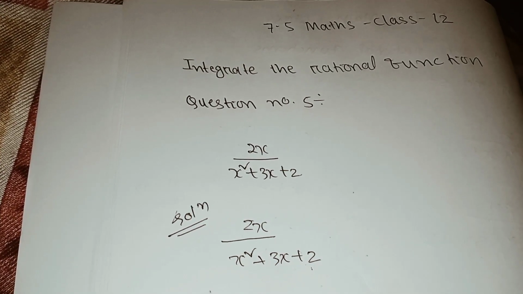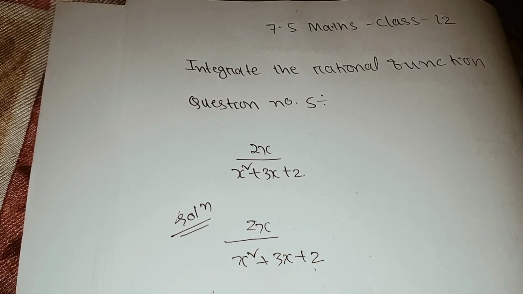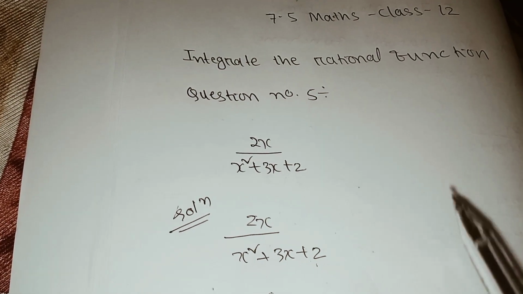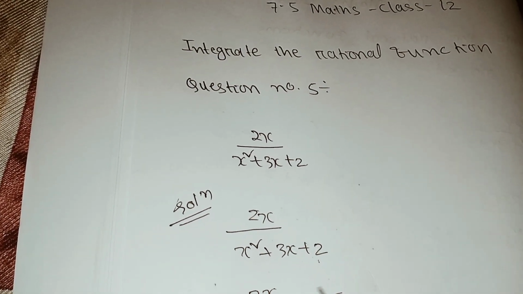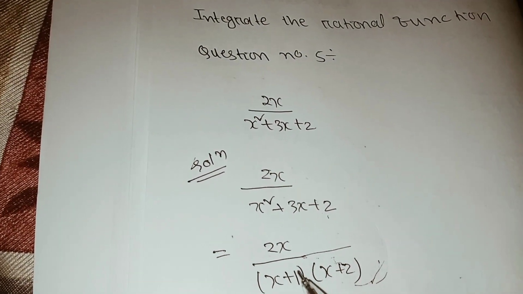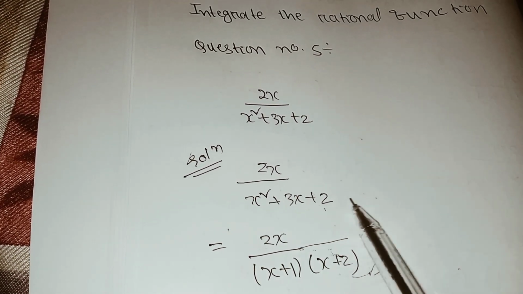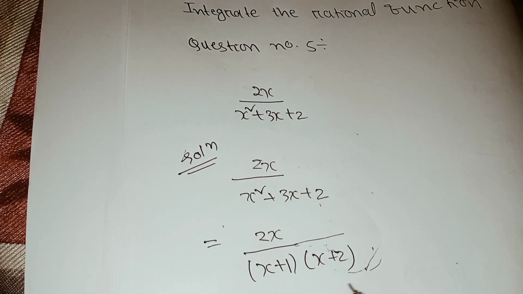Today in this video I am going to solve question number 5 from exercise 7.5. You can see: integrate the rational function. First of all, we write this term without any changing. You can see x squared over (x plus 1) into (x plus 2). Instead of this quadratic expression, we can also write this term.